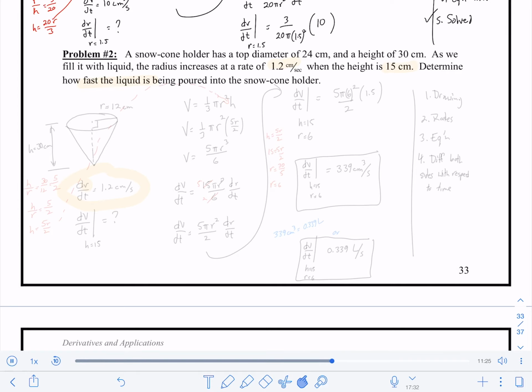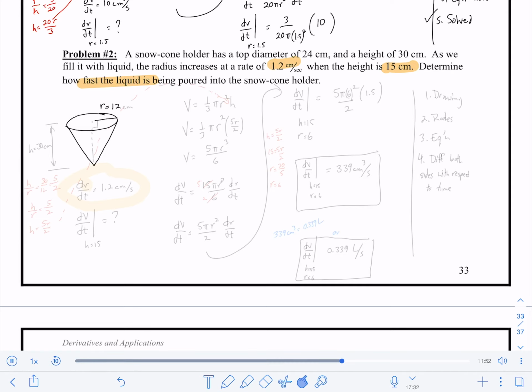The radius is increasing at a rate of 1.2 centimeters per second when the height is 15. So we're going to try to find out how fast the liquid is being poured in, which is really just dV/dt. So the first thing I'm going to do, like before, is draw myself a diagram, an oval for the top, a dot at the bottom as my apex. There it is.